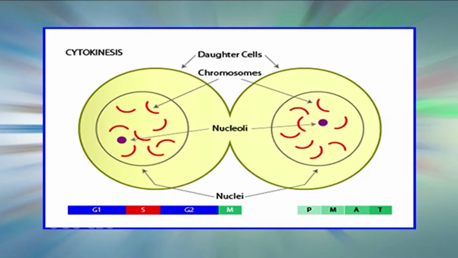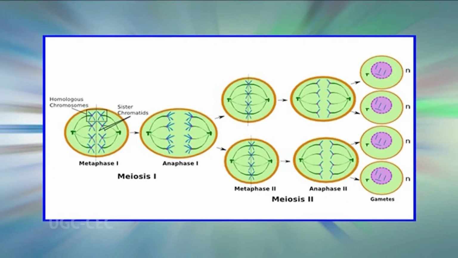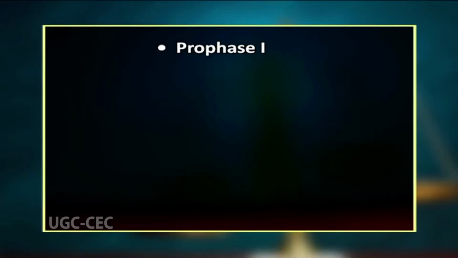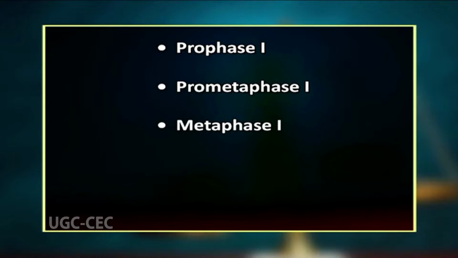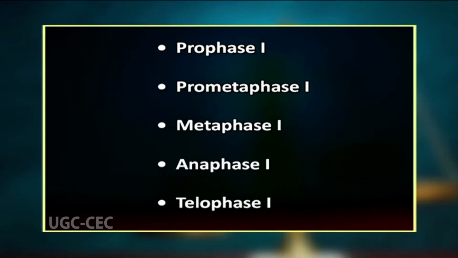In most cases, the divisions are accompanied by cytokinesis, so the meiosis of a single diploid cell produces four haploid cells. Meiosis I, in which the chromosome number is reduced from diploid to haploid, consists of five stages: prophase I, prometaphase I, metaphase I, anaphase I, and telophase I. Now, starting with prophase I.